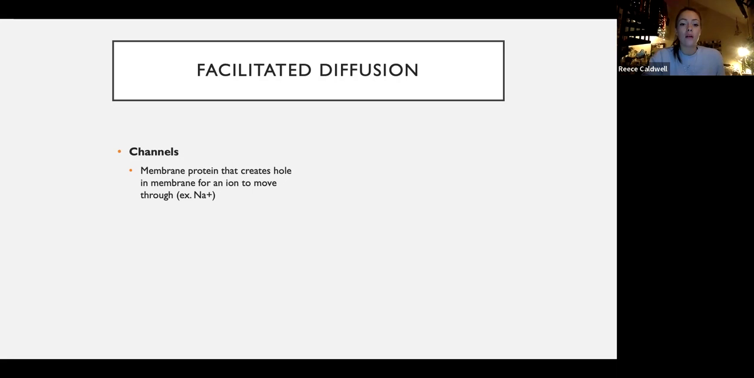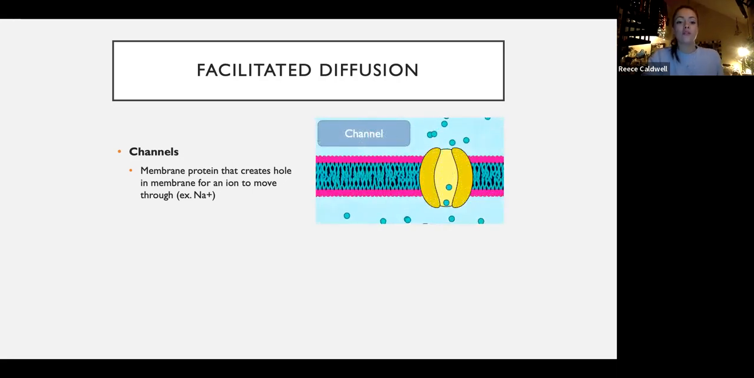So channels are membrane proteins that create holes in the membrane for ions to move through. For example, sodium channels. So here's our cell membrane and here's a channel. It opens up and sodium can move from high to low concentrations. It's pretty simple.